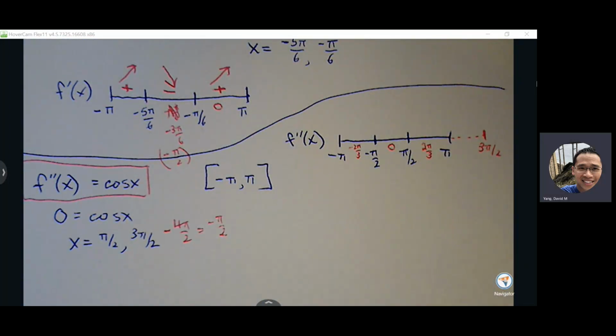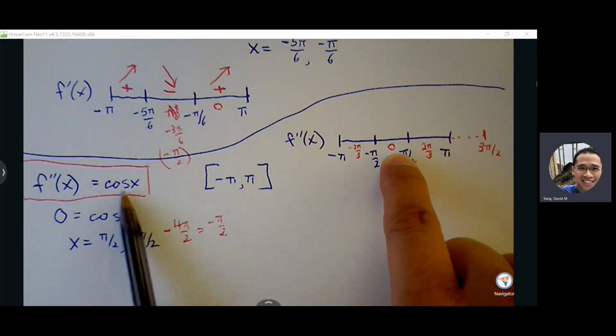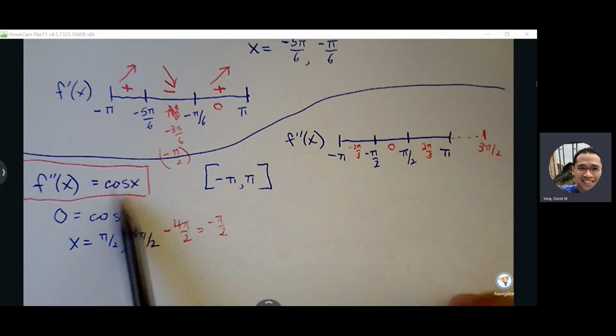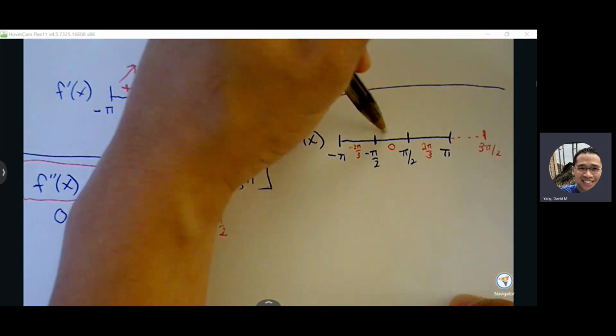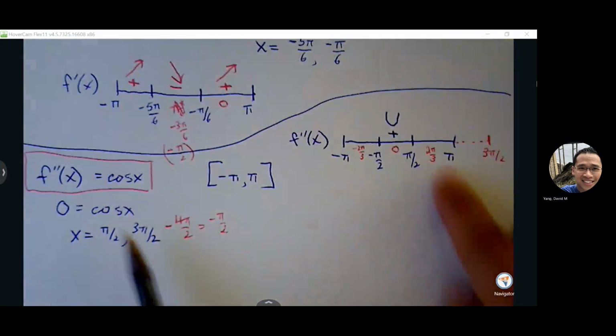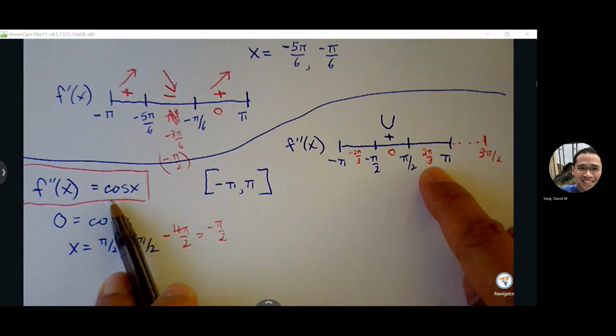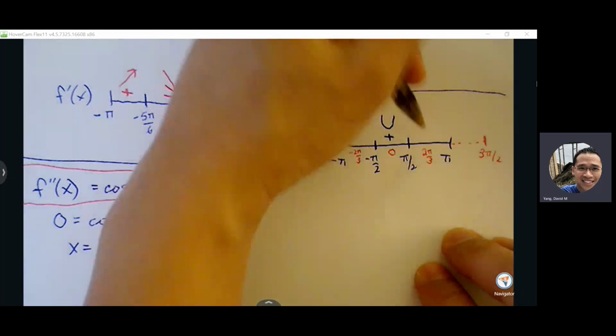Okay, let's start with 0. It's easiest here. Cosine of 0 is positive. What does that mean? Second derivative positive means concave up. Now 2 pi over 3: is cosine of 2 pi over 3 positive or negative? Negative, right? Cosine in the second quadrant is negative.